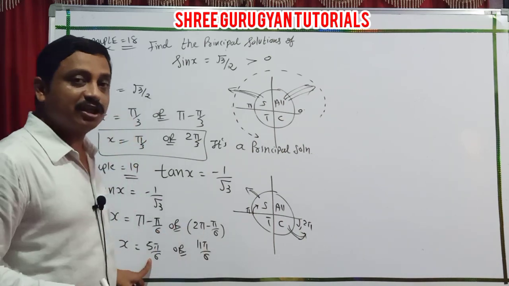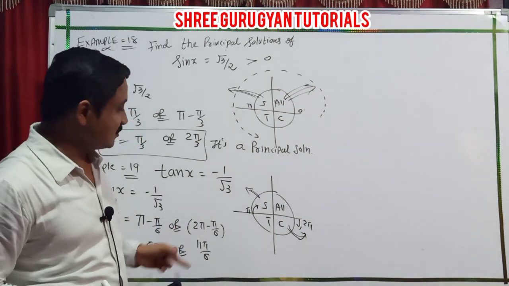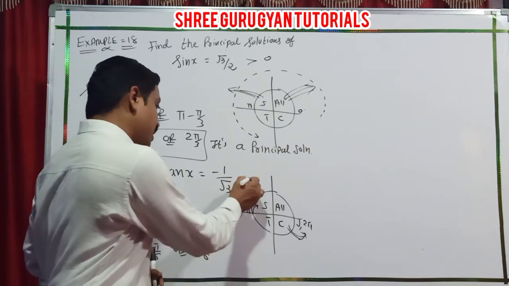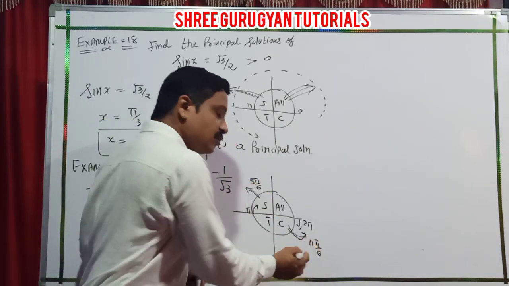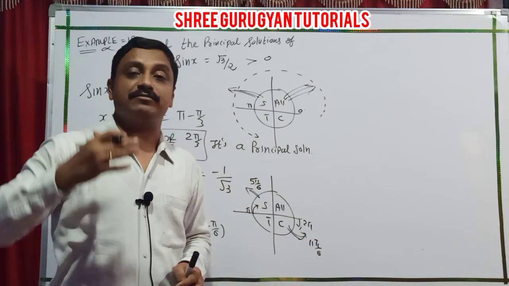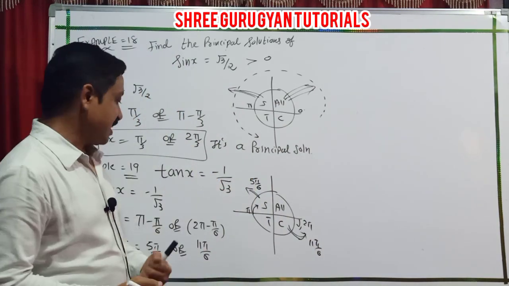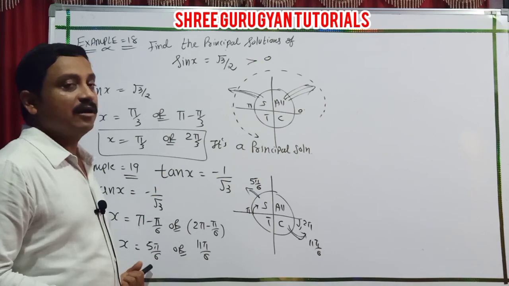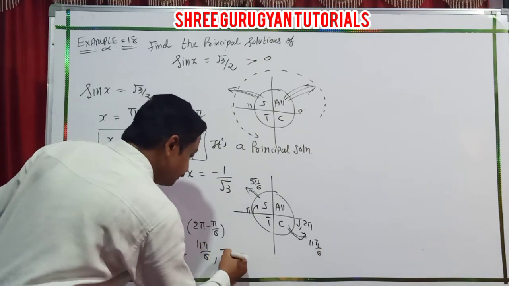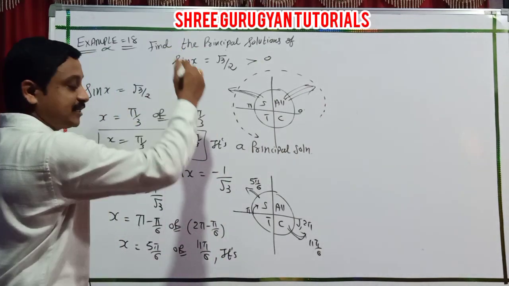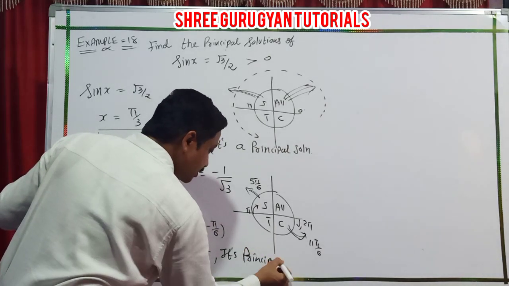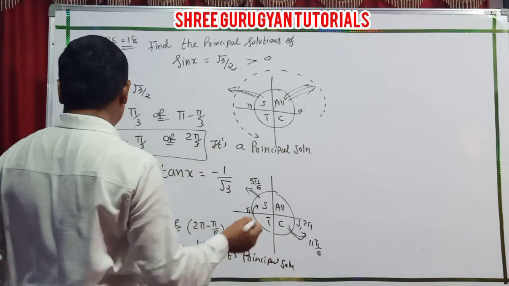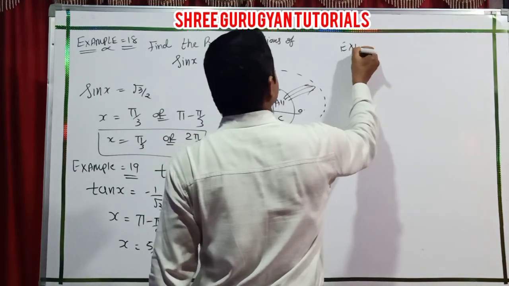Students, here 30 times 5, yes, it is 150 degrees. Means here you have 5 pi by 6. And next, 11 pi by 6 means 30 times 11, it is 330 degrees. And here students, both of our principal solutions are over. Yes, you are only asked for the principal solutions. Now moving ahead, example 20.